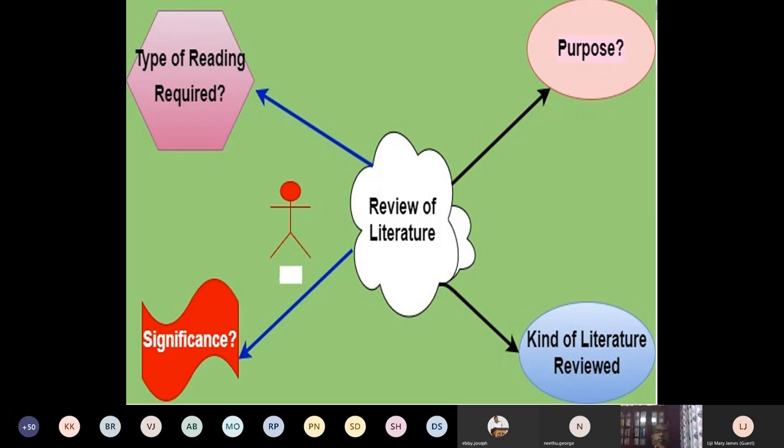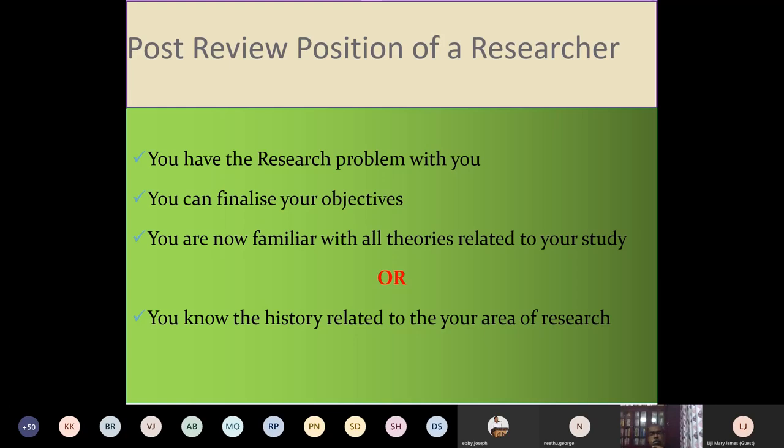Now I would like to tell you what is actually the outcome of the review of literature. What do you expect from the review of literature? First of all, you remember, while going through the different works done by different people, you will have a very good understanding of the theoretical aspects in the area in which they have done work. After reading some articles, the theoretical aspects related to your study will be very clear. So you will have a good idea about the research problem in which you are doing work.